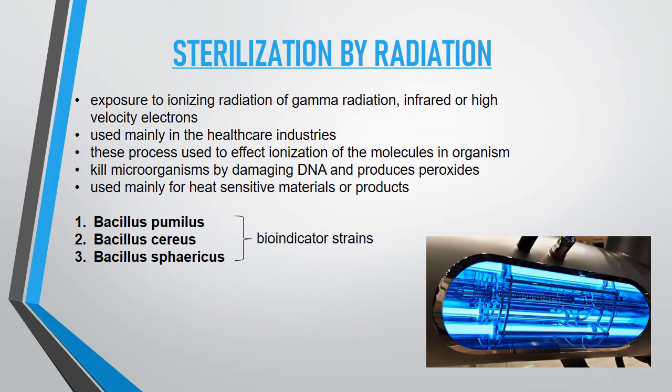Let's proceed with sterilization by radiation. This method is achieved by exposure to ionizing radiation in the form of gamma radiation, infrared, or high-velocity electrons. It is used mainly in the healthcare industries. This process is used to effect the ionization of the molecules in the organism, and it is used for heat-sensitive materials or products. Bacillus pumilus, Bacillus cereus, and Bacillus sphaericus are the bioindicator strains used in this process.